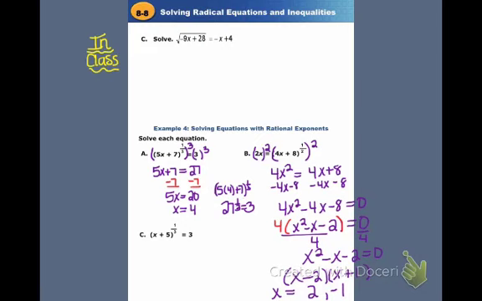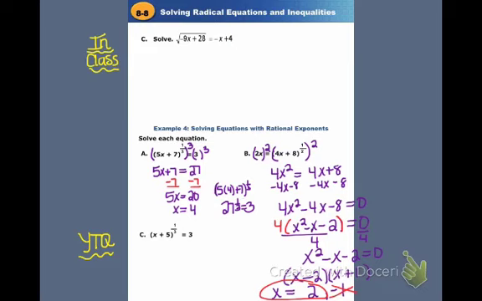As I checked the two solutions, the -1 did not work because one side produced a -2 and the other side produced a +2. So the only one that checks, and so my final answer, is x equals 2. The other solution was an extraneous solution.